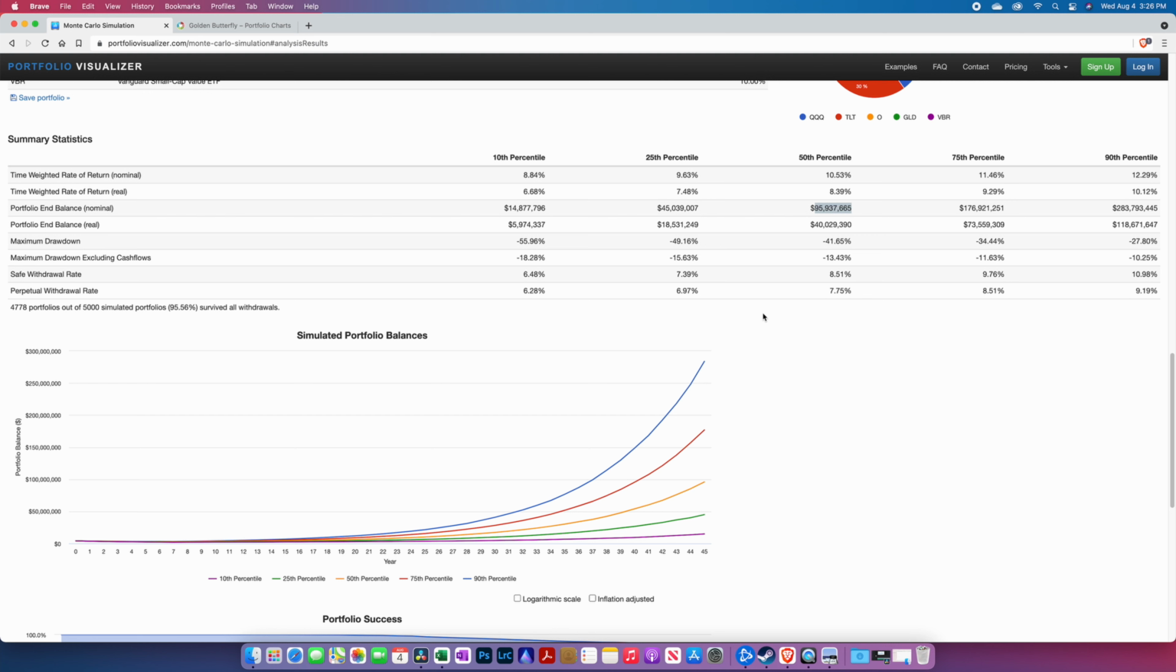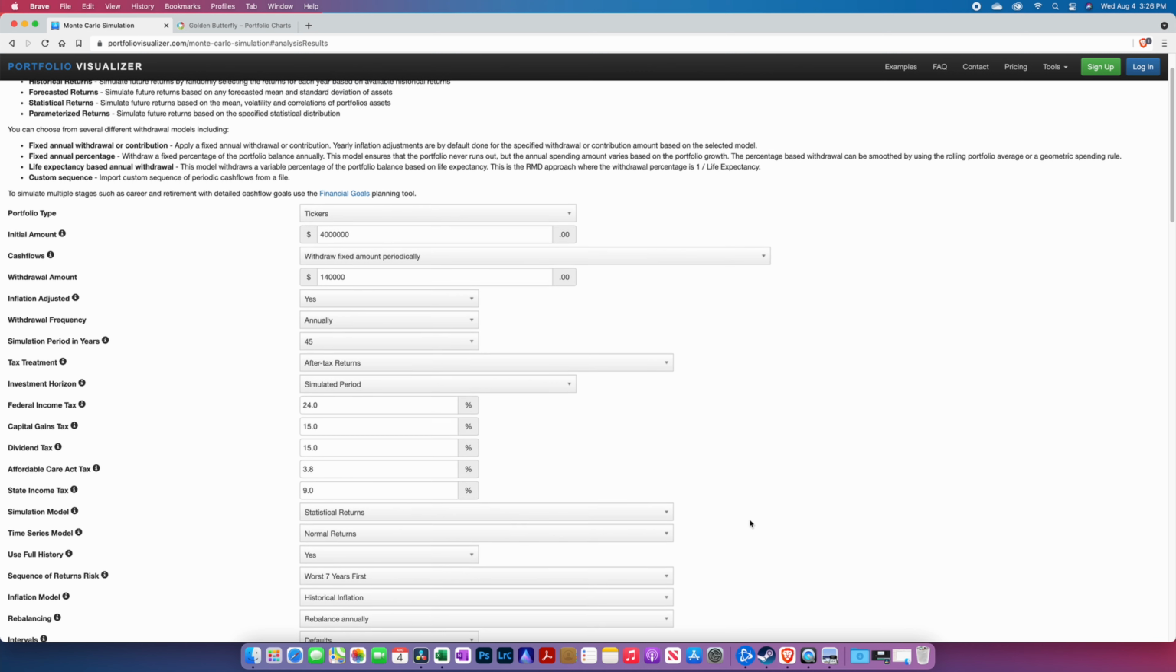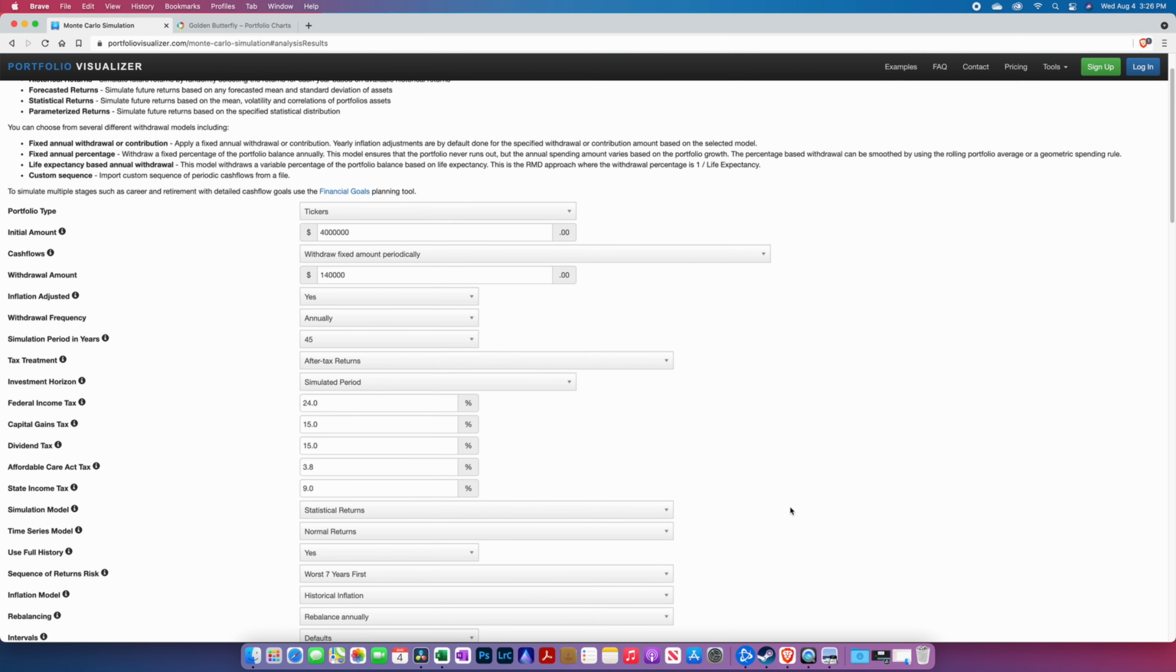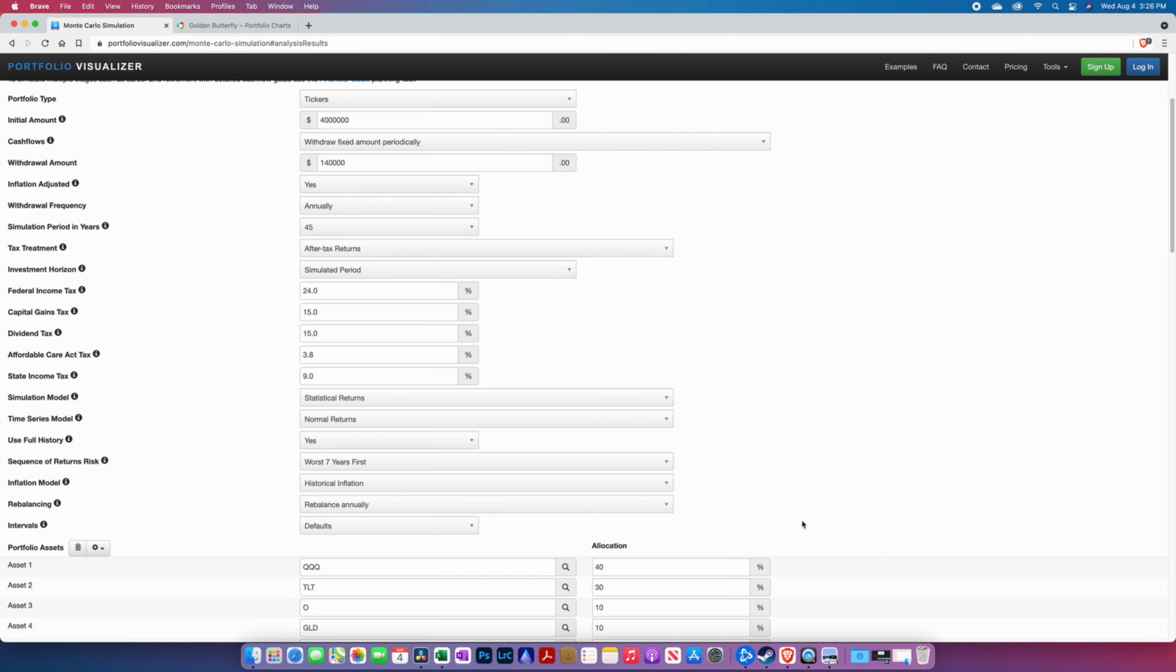But in any case, that is the in-depth run-through of the Monte Carlo simulation on Portfolio Visualizer, or as much as I want to go in depth so I don't bore the hell out of you. But play around with this. I think it's one of the best Monte Carlo simulation tools that's available for free out there.